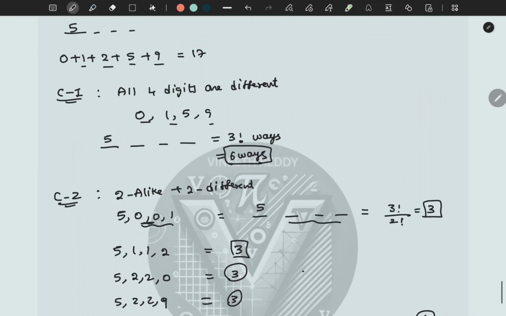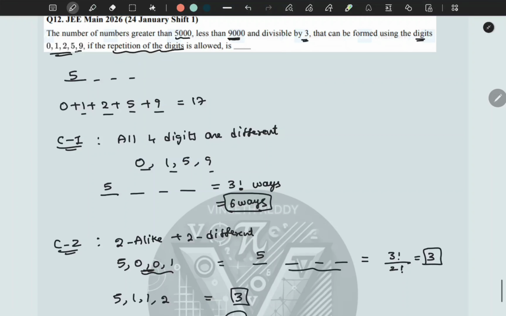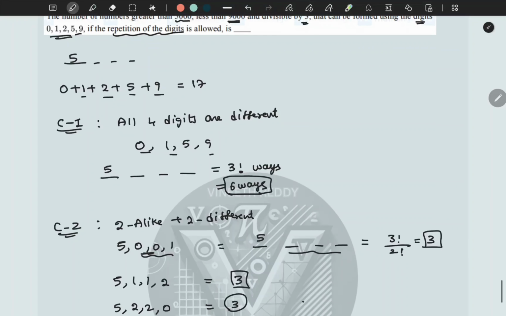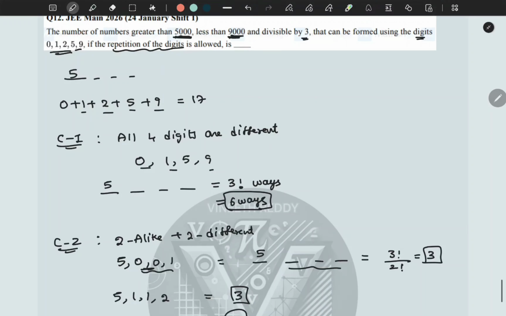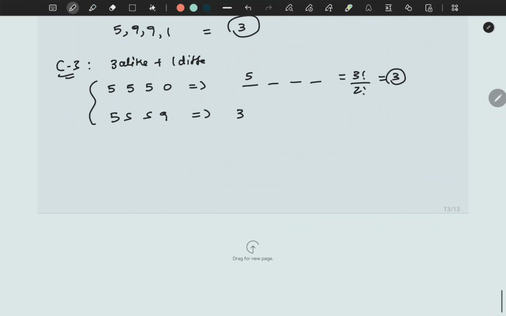What if 0 is repeated thrice? No. If 0 is repeated thrice, then the only digit remaining is 9, and 9000 will be the number, but that cannot be, because all the numbers should be less than 9000. What if 1 is repeated thrice? 1 plus 1 plus 1 is 3, right? And the other digit should definitely be 0 or 9. All these numbers will be rejected. Think about it, because the number should fall between 5000 and 9000. That means only these cases will be possible for case 3.